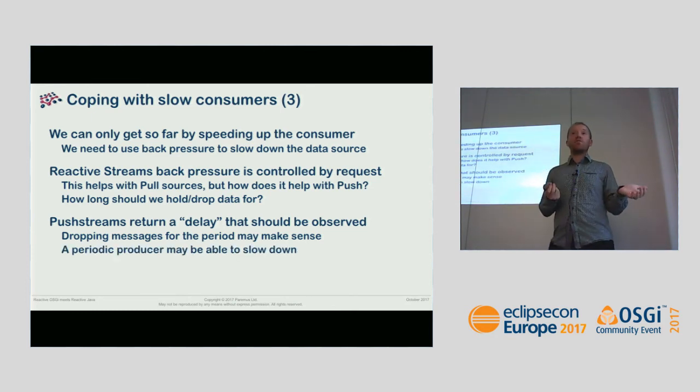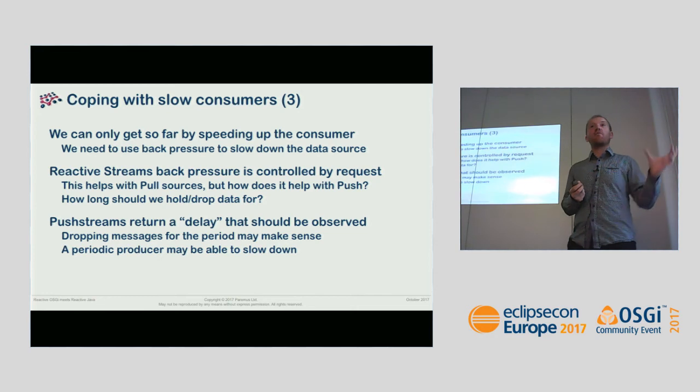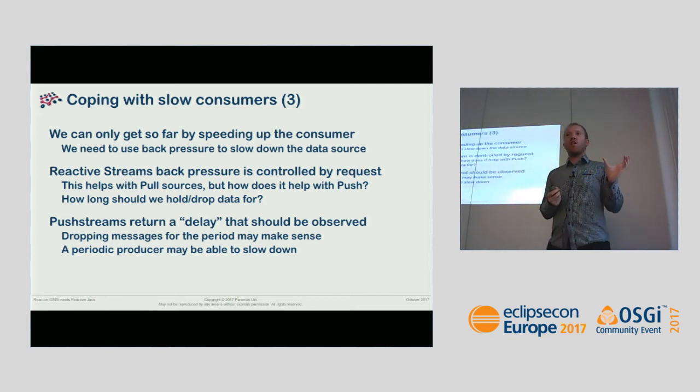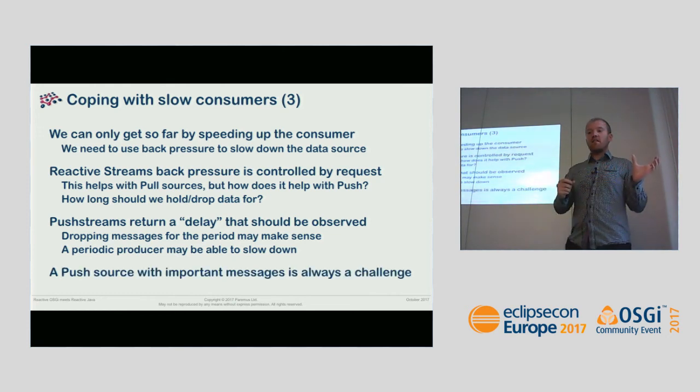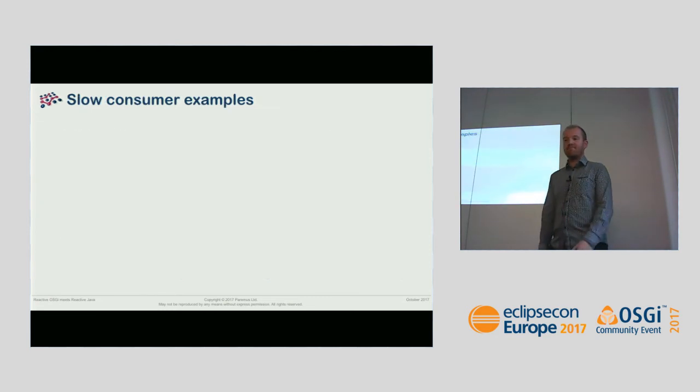A periodic producer may be able to say, I'll just slow down the rate at which I'm producing. If you've got a smart temperature sensor and it says, oh dear, the person can't keep up with the rate of temperature events, maybe I just don't send them so often. But if you've got something that has important messages, it's always hard, right? If you can't drop them and you can't slow them down, it's hard.